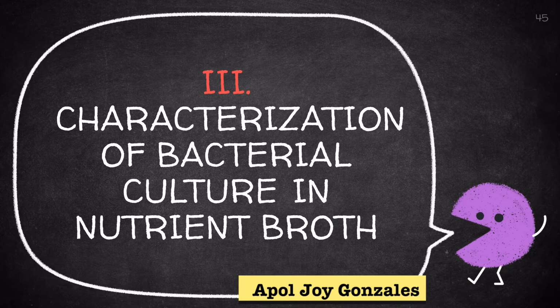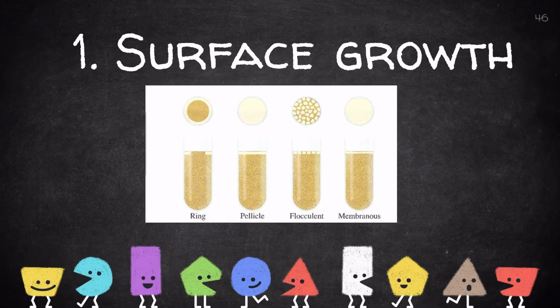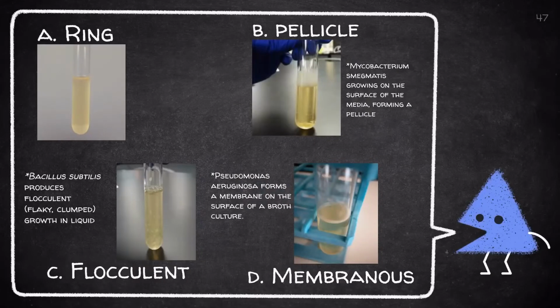Characterization of bacterial culture in nutrient broth. Surface growth. There are 4 types of surface growth in nutrient broth: the ring, pellicle, flocculent, and membranous. First off with ring. A ring-like structure is visible adherent to the glass on the surface of the liquid medium. Next is pellicle.